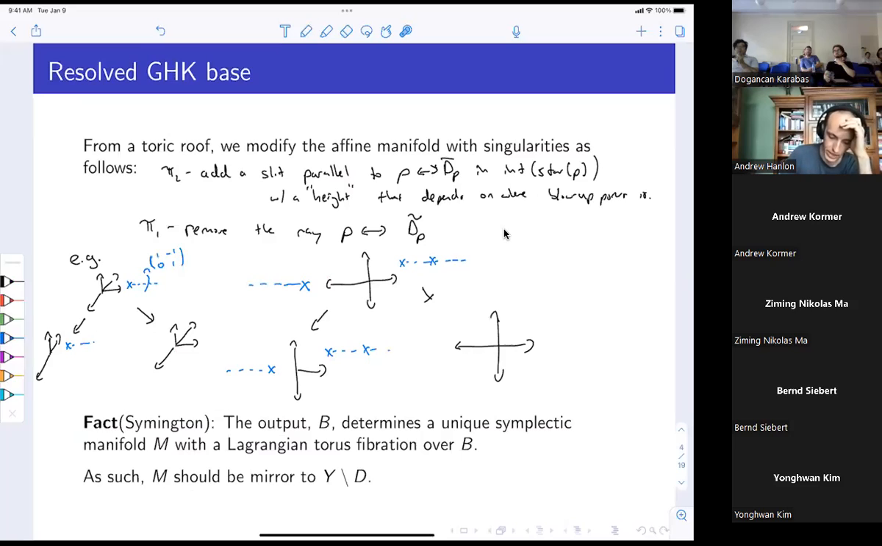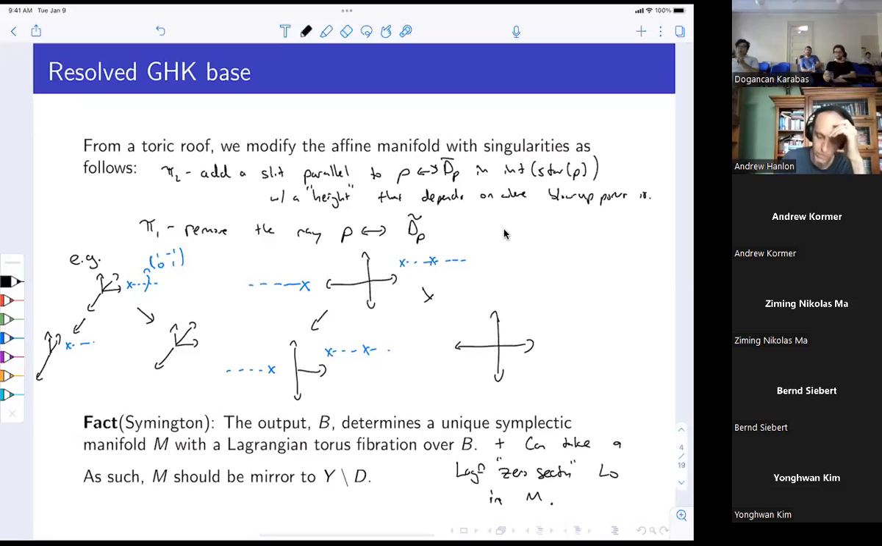Okay, and now the main topic that I want to discuss is what do you do with this extra data, this fan that's lying around, and how to think about it as a mirror to Y. So I guess I should also say here that I can construct M. You can take a Lagrangian zero section, L0, in M. So you can fix some Lagrangian section such that in all the affine charts, it looks like the zero section of the cotangent bundle.